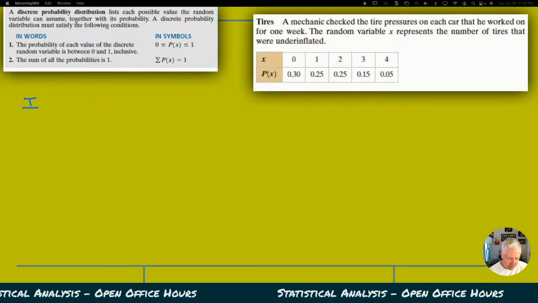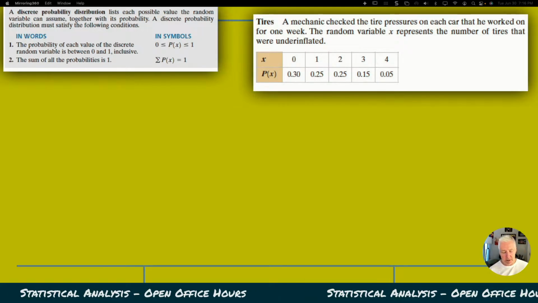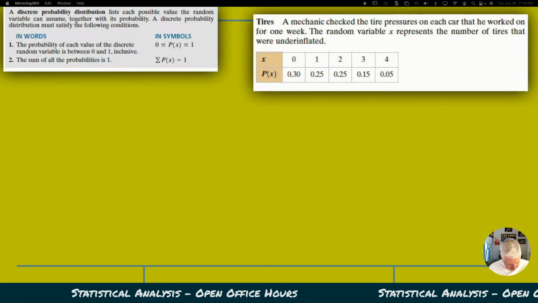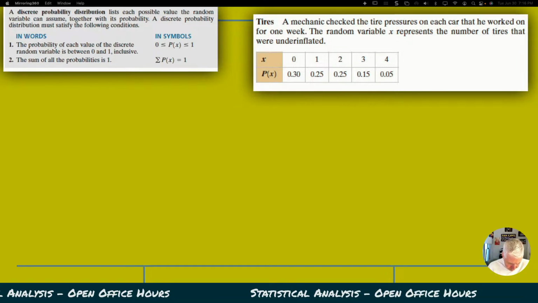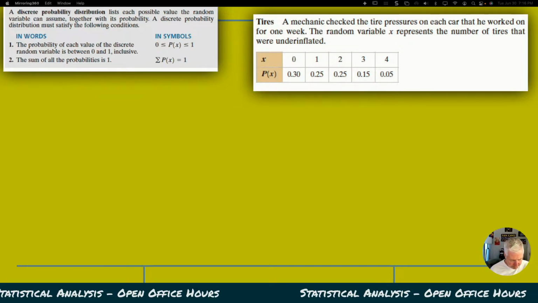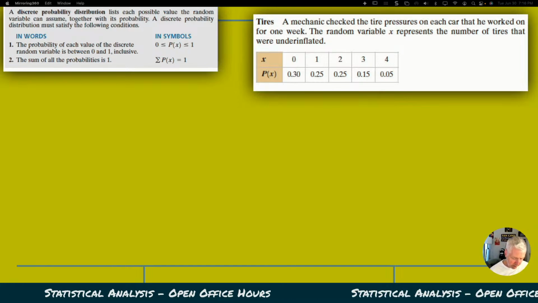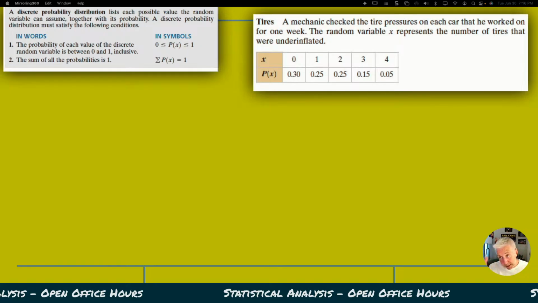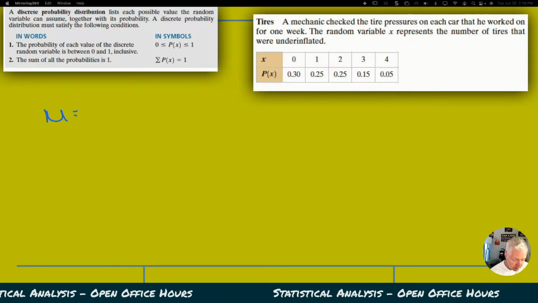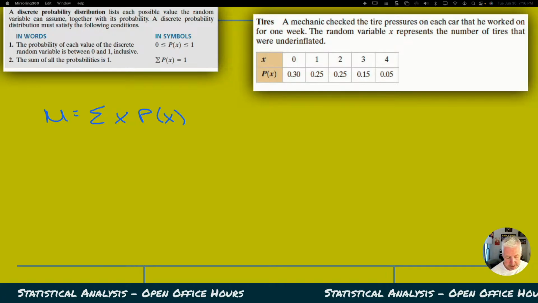Okay, so let me find the mean. I'm going to try to keep this tucked in here so that I have enough room. The mean of a standard probability distribution is equal to the summation of the x values times the probabilities.